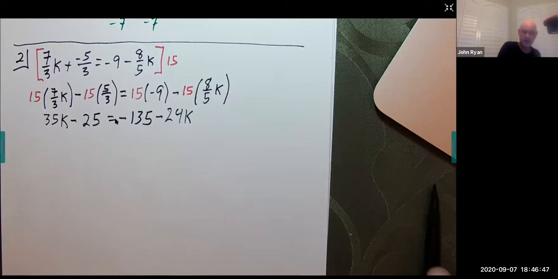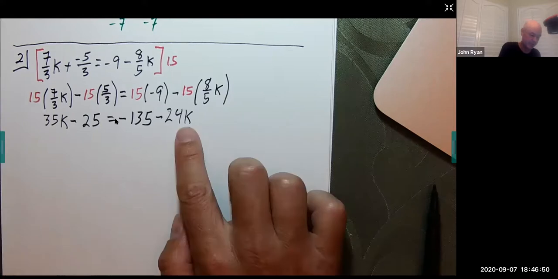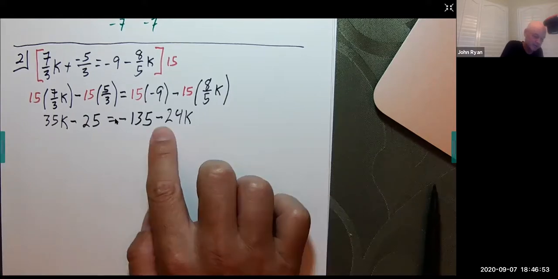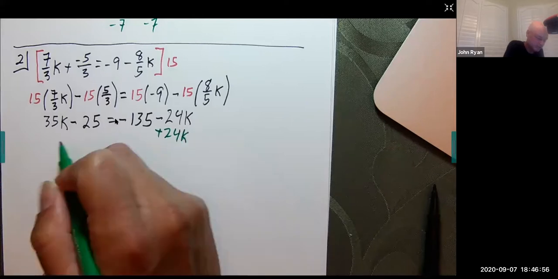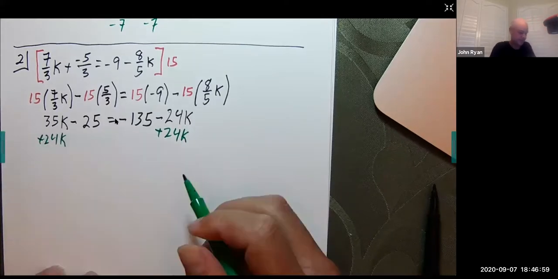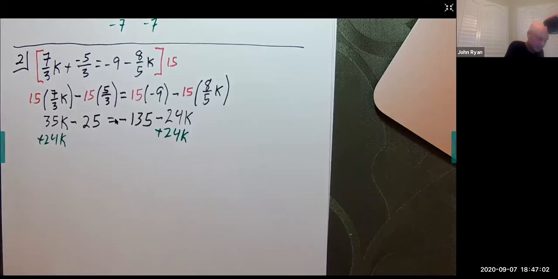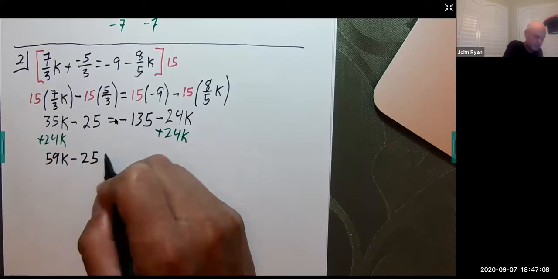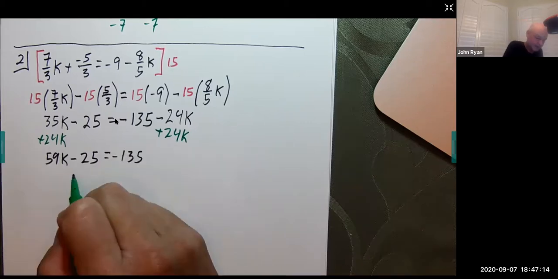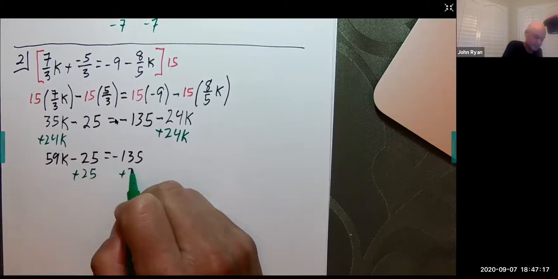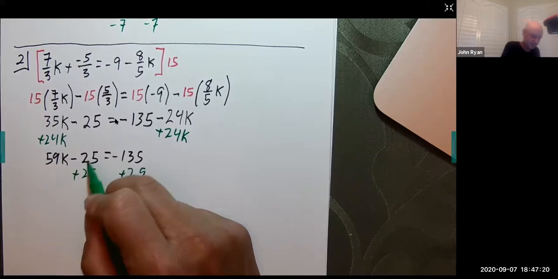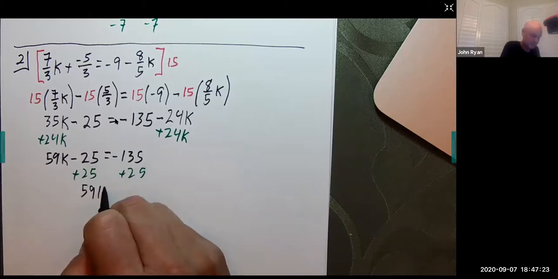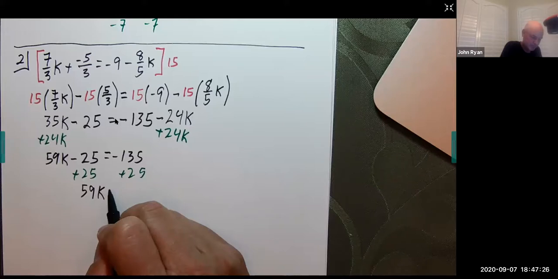Notice I can't combine up any terms on either side. So I'm going to move that because it's minus 24. I'm going to add a 24K. And that gives me a 59K. Now I'm going to add a 25 to get rid of that. That gives me 160.